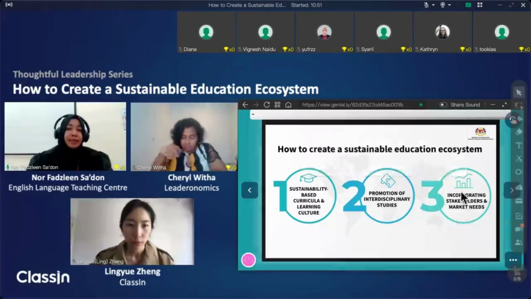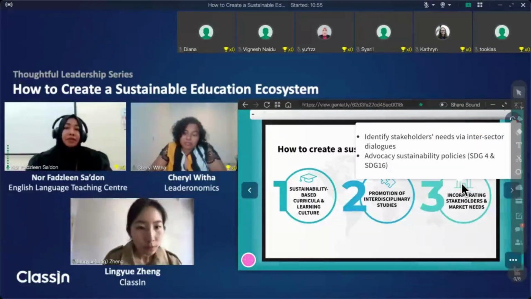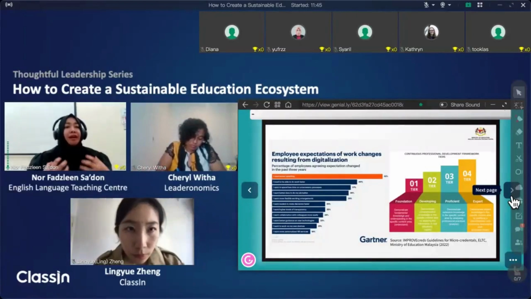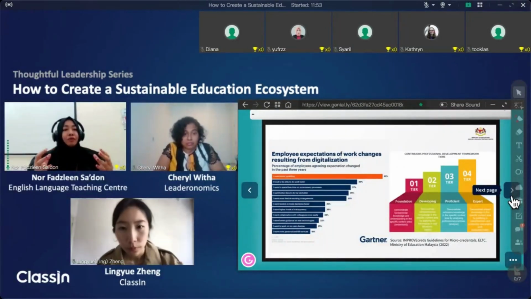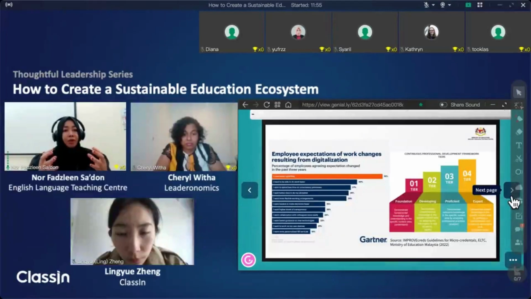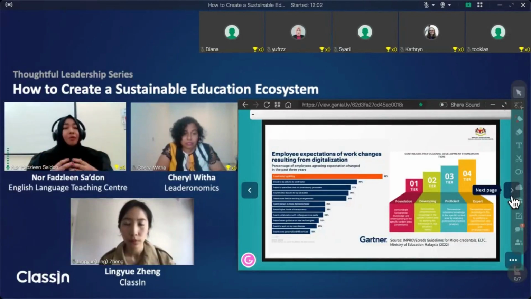Let's move on to the third way of doing this, which is to incorporate stakeholders and market needs. We want to have workers who can continue to upskill and reskill themselves. So in order for us to fill this void or gap that the market needs with the learners that we are going to provide, we have to make sure that our courses are in line with what the market or the job specs require.